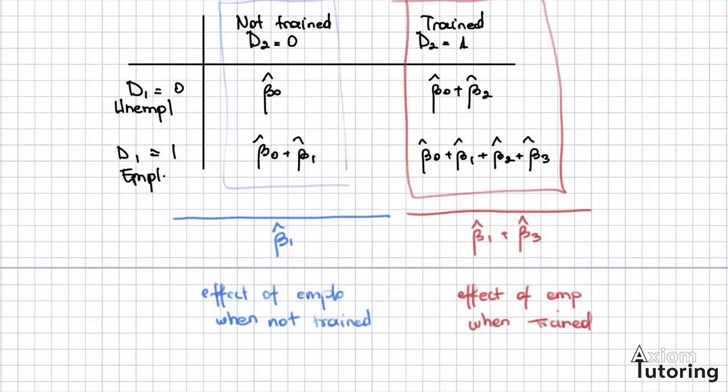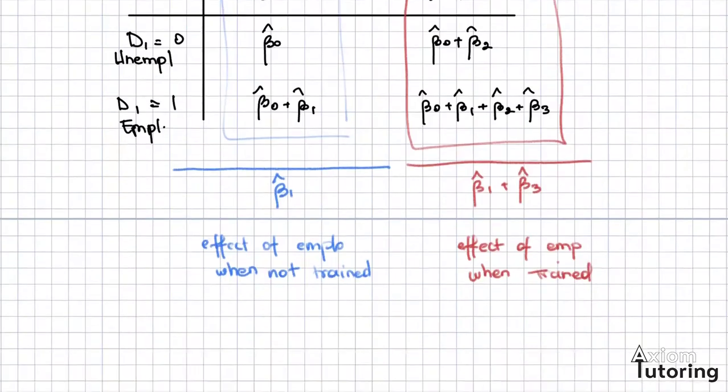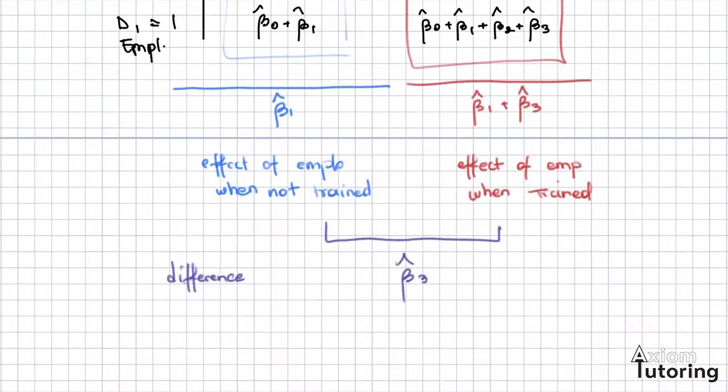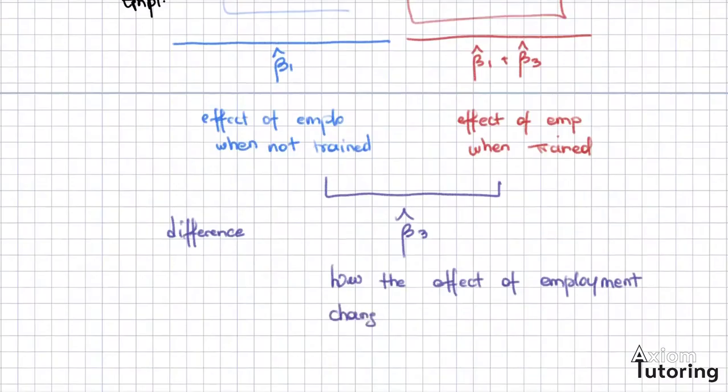So then what is the difference between the two? The difference between the two is simply beta 3 hat. So beta 3 hat measures how the effect of employment changes when training is present. Okay?